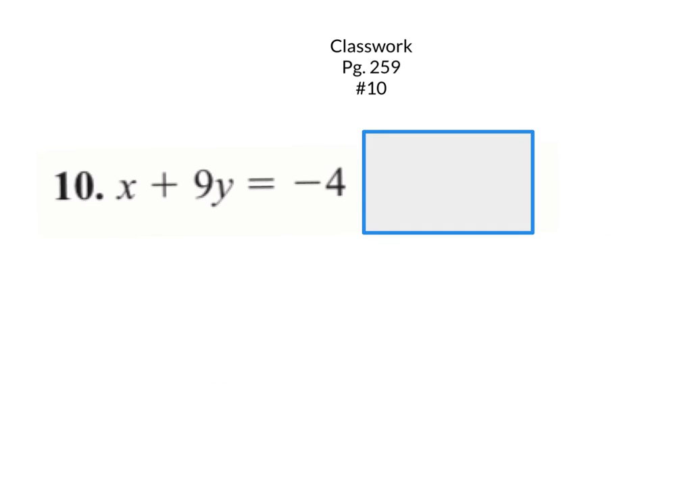For this one, they just want you to tell me what the slope of a line would be if it was parallel to this line, which means you need to figure out what the slope of this line is.